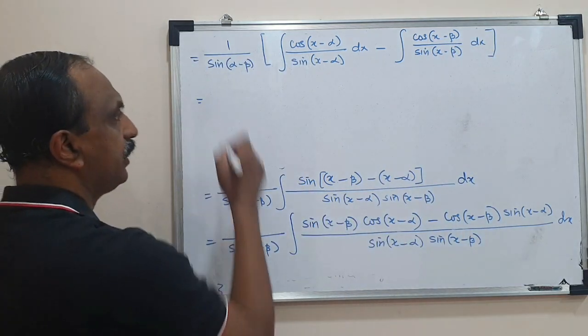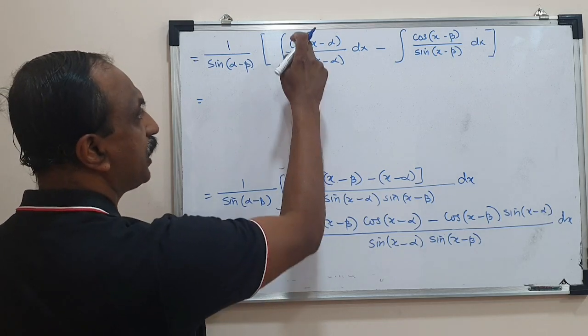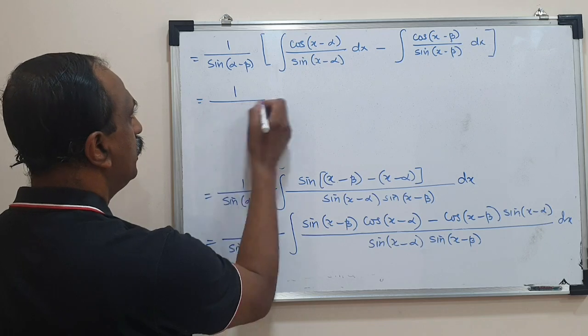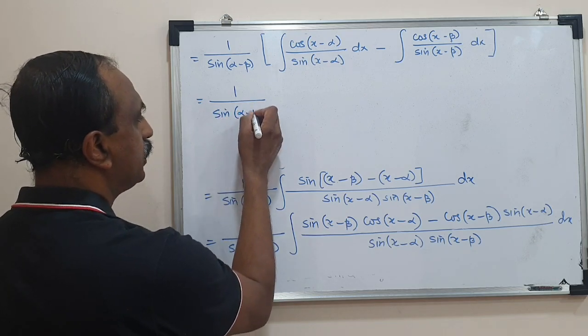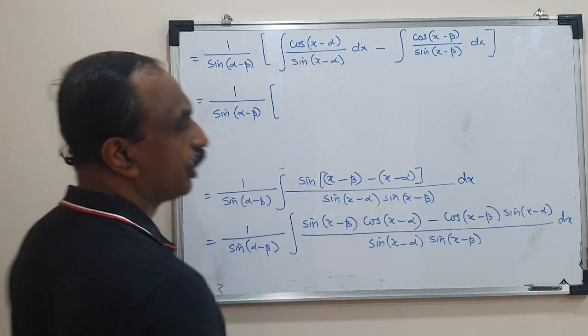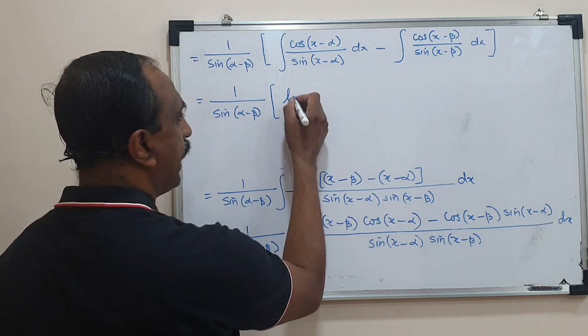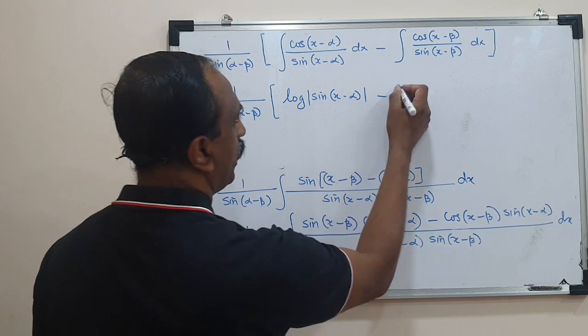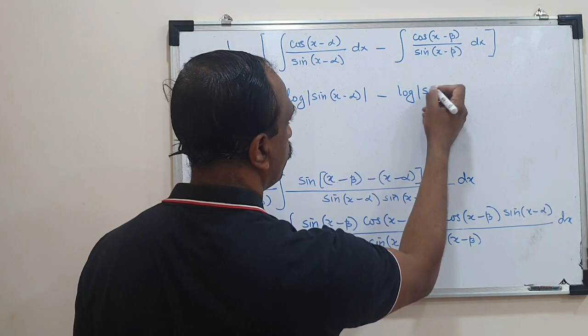So I can write it two ways. Denominator's derivative is numerator, so you don't have to make it into cot. Directly you can write the answer. Or you may make it into cot and use the integral of cot x formula. I can write directly log of sine of x minus alpha and log of sine of x minus beta.